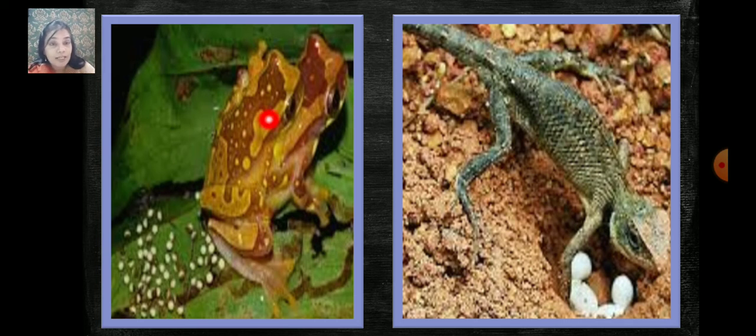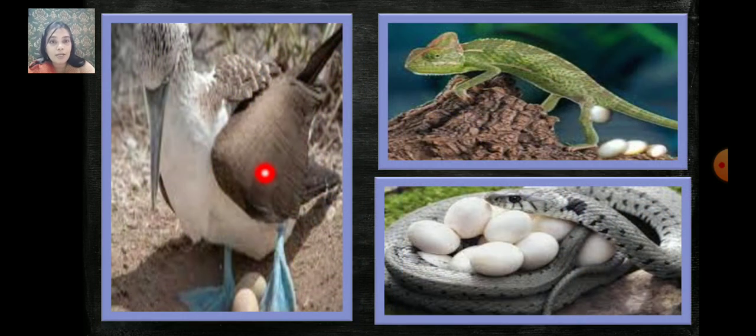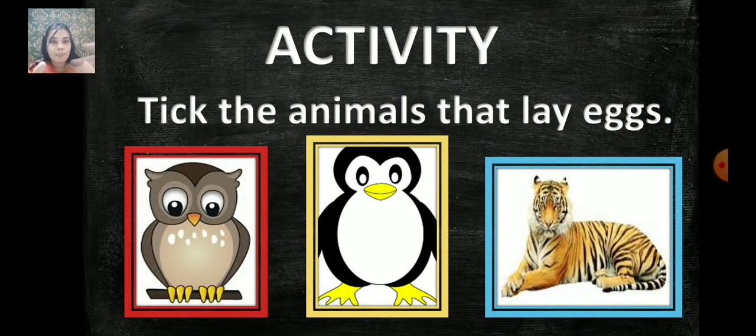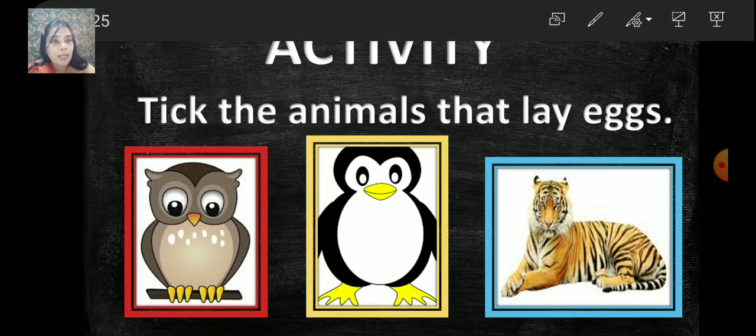So does the frog have ears? No, it lays eggs. Lizards, are ears there? No, so it lays eggs. So in the same way here also, these animals, they do not have ears. They all lay the eggs. Okay, now let us do one small activity. Now tick the animals. Pick the animals that lay eggs.